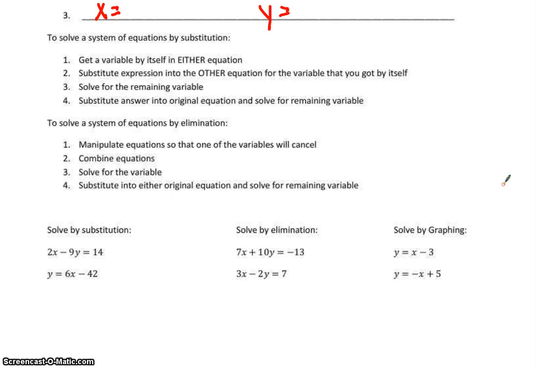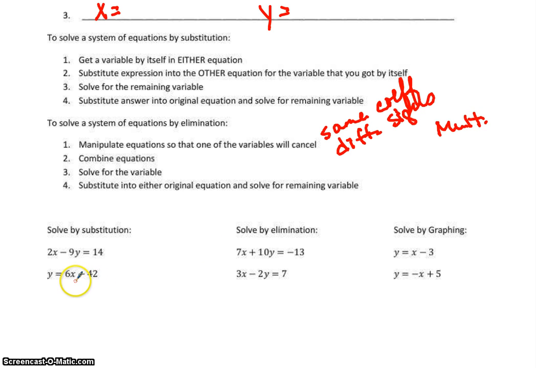To solve a system of equations by elimination, you're going to manipulate or change the equations so that one of the variables cancels. In order to cancel, it's got to have the same coefficient and different signs. You've got to have a positive and a negative. So you're probably going to multiply as you manipulate things. Once you've got that set up, you're going to draw a line and combine the equations, solve for the variable, and then substitute back into either of the original ones and get the other variable.